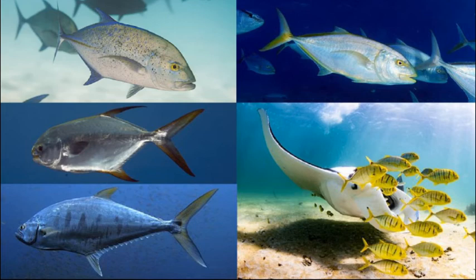Again, having a look at the key characteristics of this group, we can again see that really deeply forked tail, that reinforced caudal peduncle, more obvious on this picture here, I guess, and you can kind of see it here. And then that fusiform fish shape. Okay, so nice and streamlined, everything is ready to go for speed.